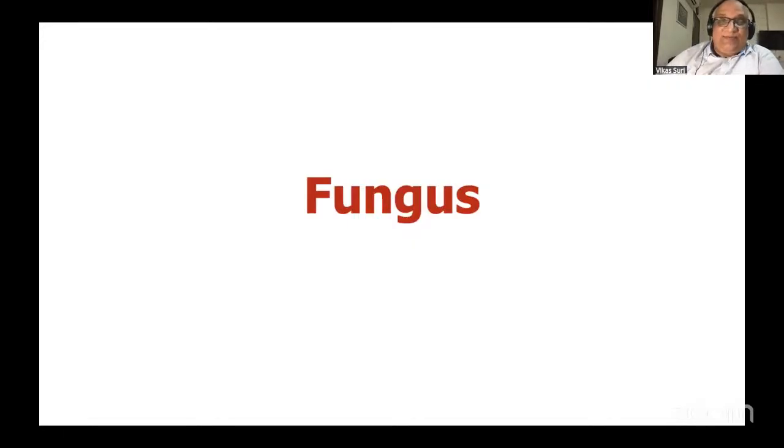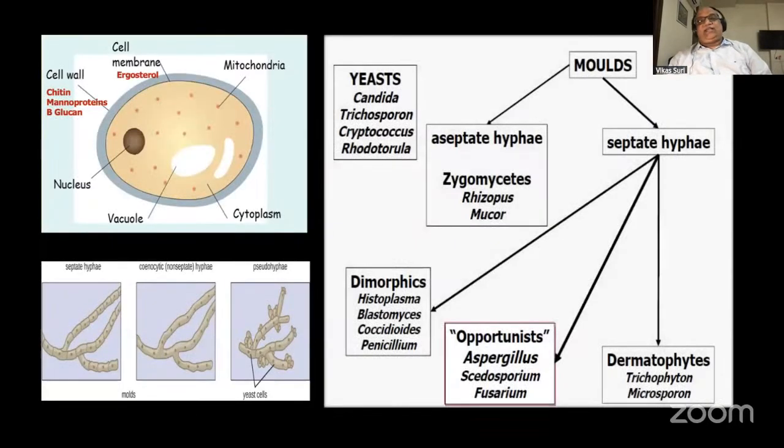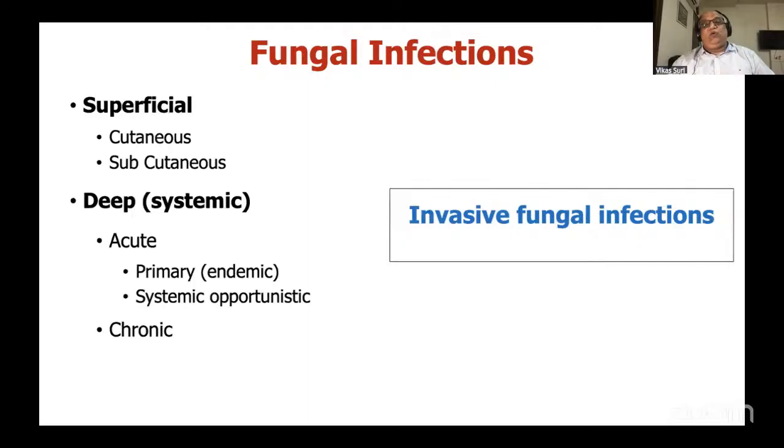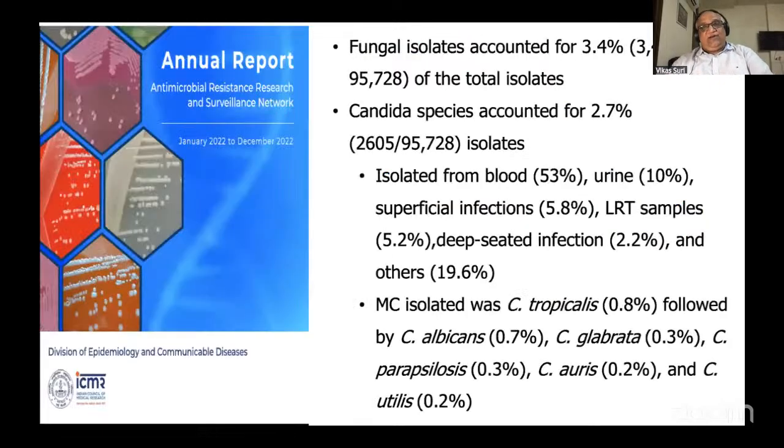Coming to fungal sepsis, as we all know, there are various types of fungi and various types of infections. The most dreaded ones are the invasive fungal infections, which data shows are one of the foremost challenges to an intensivist in ICUs. We have evidence for that. Coming to the ICMR data, fungal infections constitute about 3% of all the isolates. Candida is the most common fungus isolated from the ICUs, and the most common was Candida tropicalis, followed by Candida albicans.